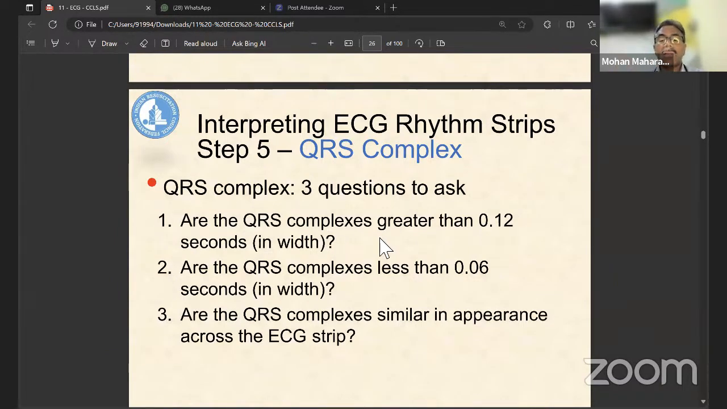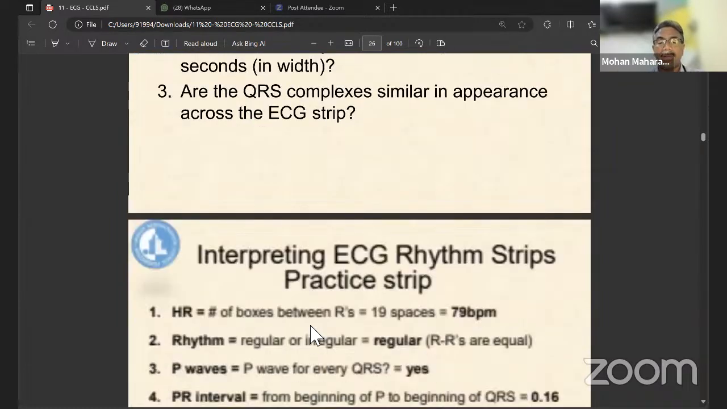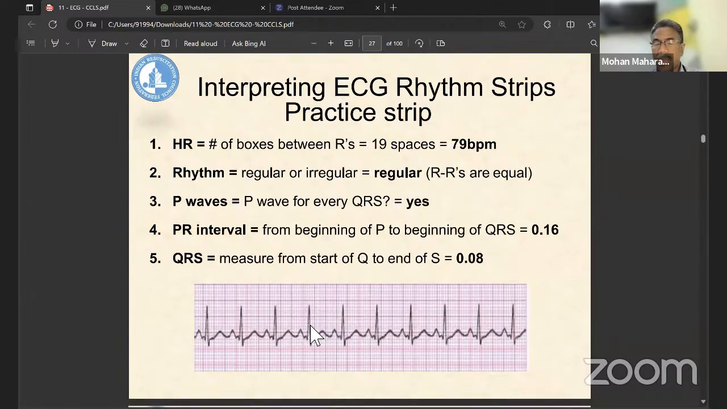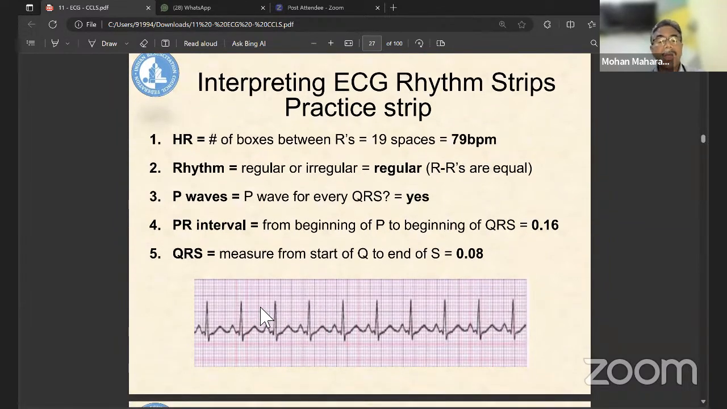Number one, whether it is greater than 0.12 or less than 0.06. Are the QRS complexes similar in appearance across the ECG strip? In the same way as the PR interval, you should check whether the appearance is similar across the strip when you are looking at the QRS complex. When practicing ECG interpretation, remember that we already know to look at the box size, whether you use 1500 or 300, or take 6 seconds and multiply by 10. Finally, it is the same.